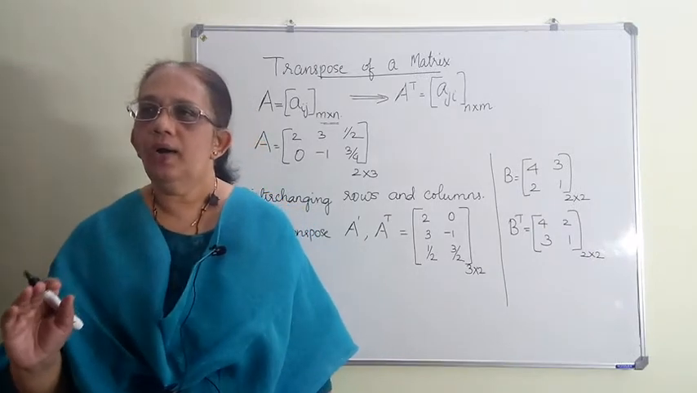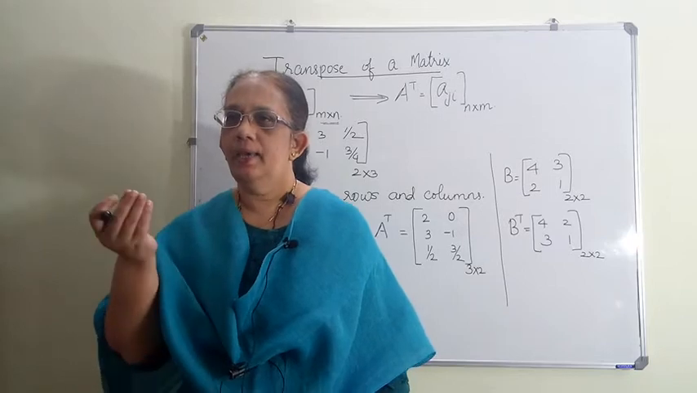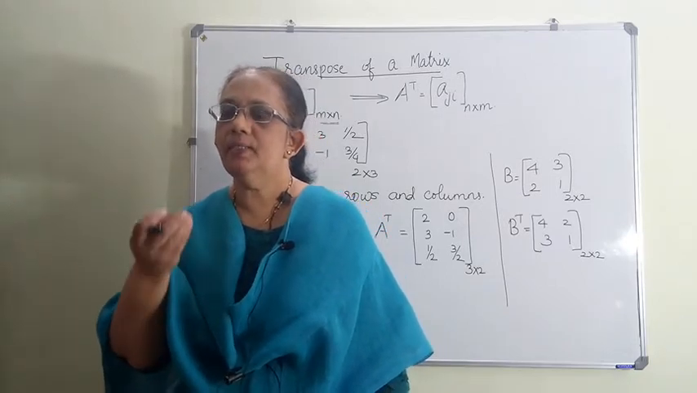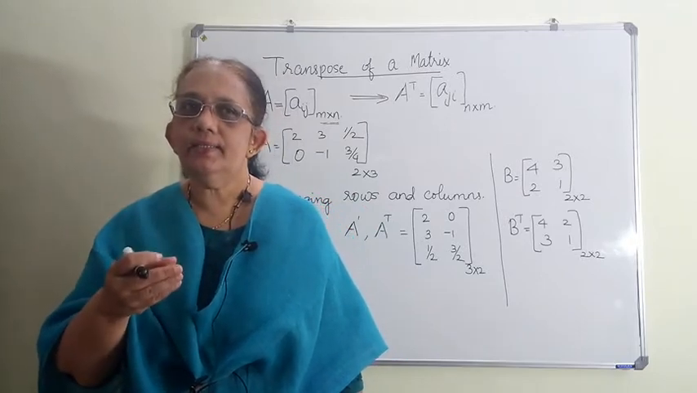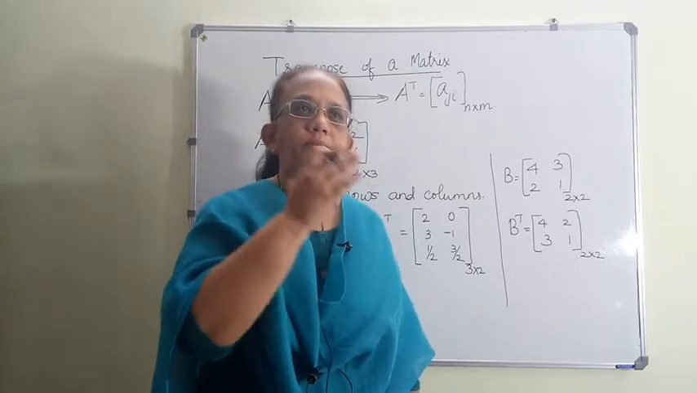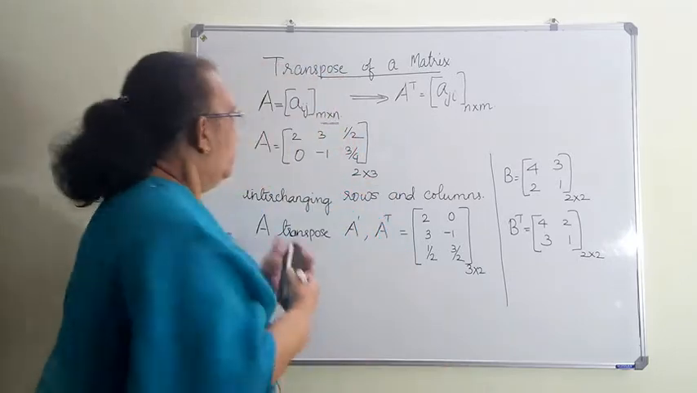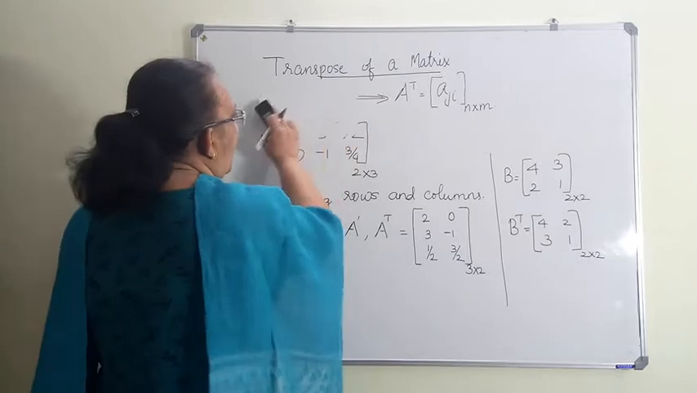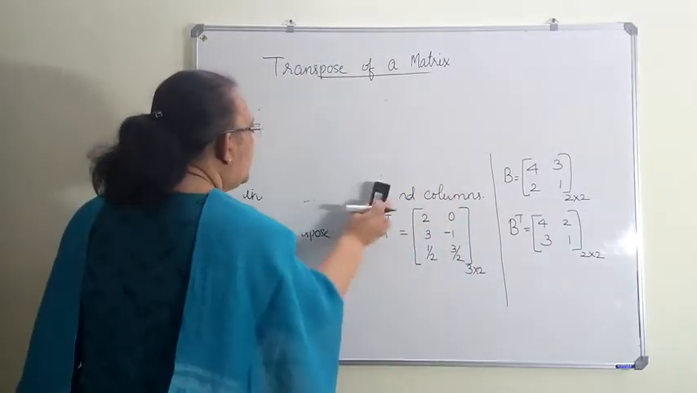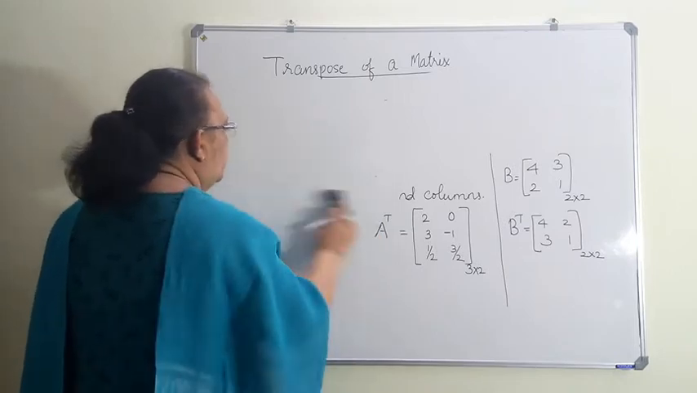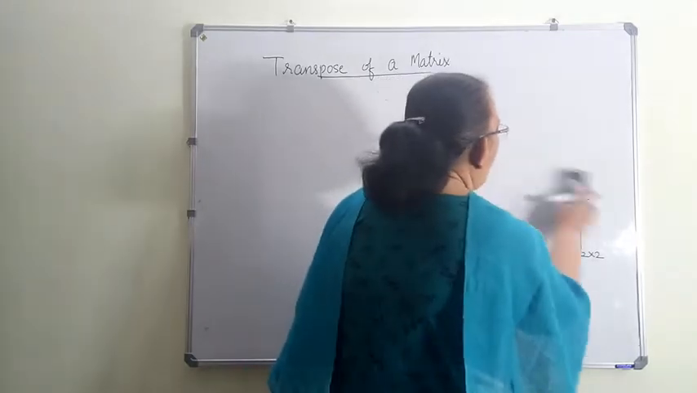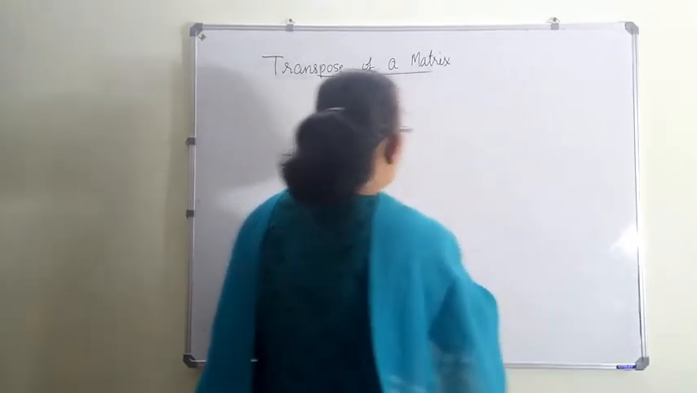I hope all of you understood transpose of a matrix. Again, repeat, what is transpose of a matrix? Yes, transpose of a matrix is obtained by interchanging rows and columns. Rows become the columns, columns become the rows. Now, transpose of a matrix has certain properties and most probably you will get questions from that section. What are the properties of transpose of the matrix?